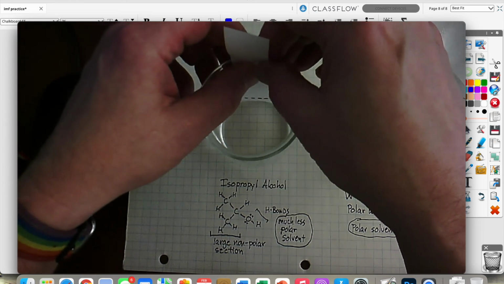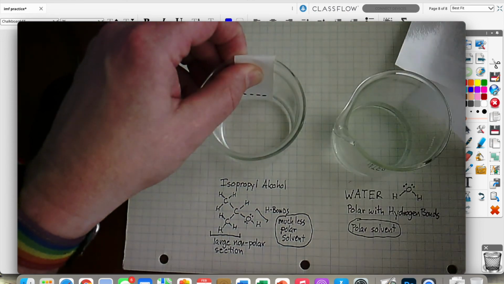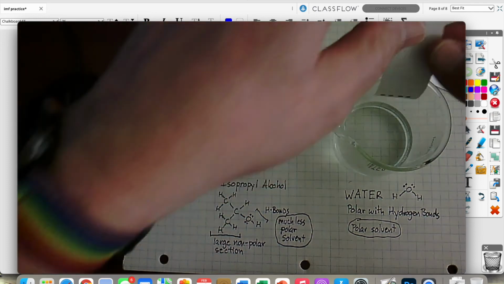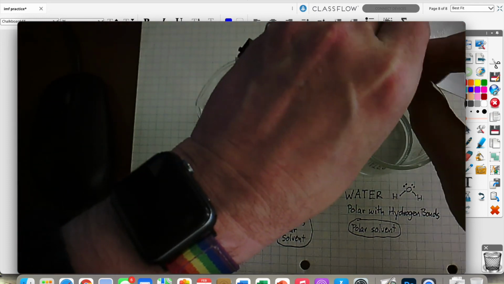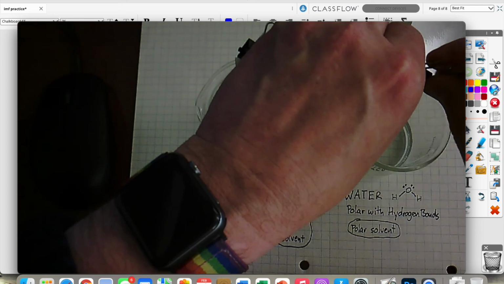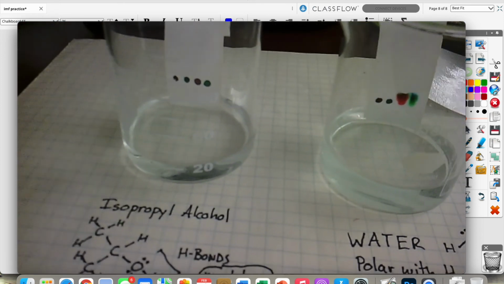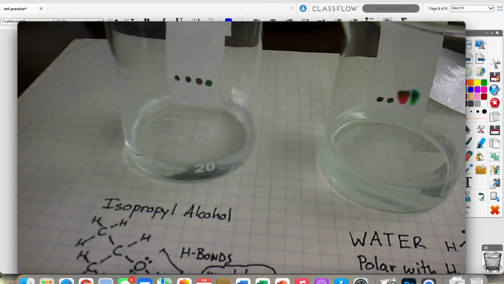And we'll put both filter papers into the beakers and clip them there so we can look at them. And you will see, amazingly and astoundingly, the solvent will wick up the paper, and if the ink dots are attracted to the solvent, they will move with the solvent. And you can already see on the right that the washable marker moves with the water quite quickly. So the water is moving up the paper very quickly.